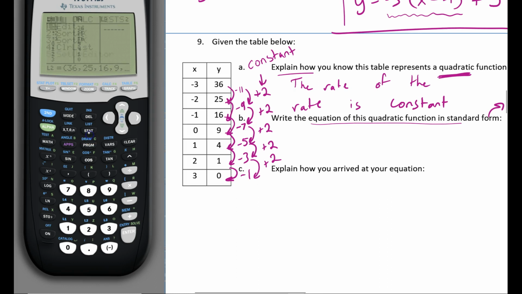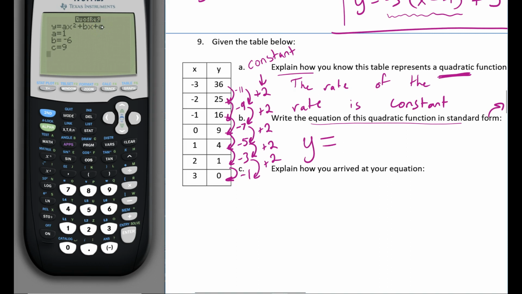So I'm going to go back to Stat now. I'm going to arrow over to Calc and go all the way down to number 5 where it says Quadratic Regression. So it's going to ask us for the x list, make sure that's L1. It's going to ask us for the y list, make sure that's L2. Hit enter a few more times to where you get to calculate, and now it gives you this equation. It shows it in standard form, where the a value is going to be 1, the b value is -6, and the c value is 9.